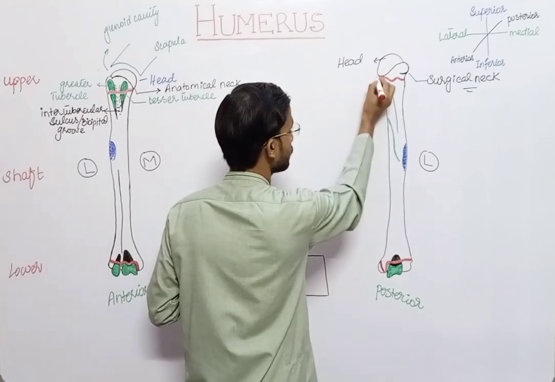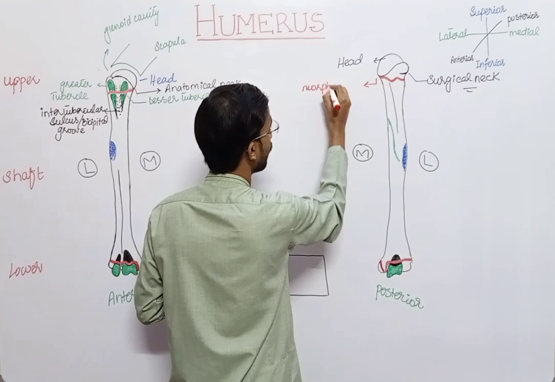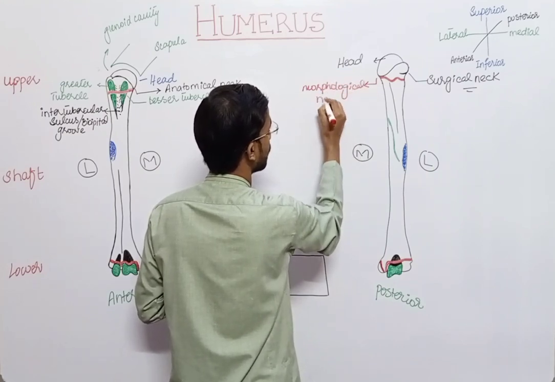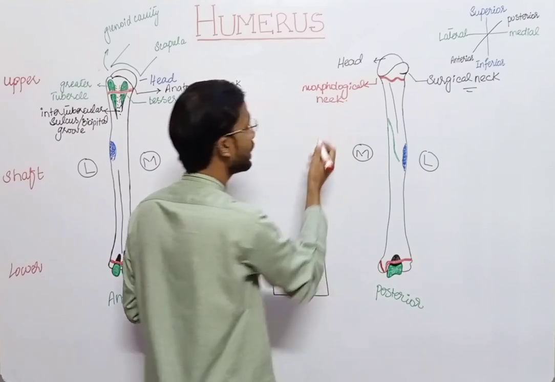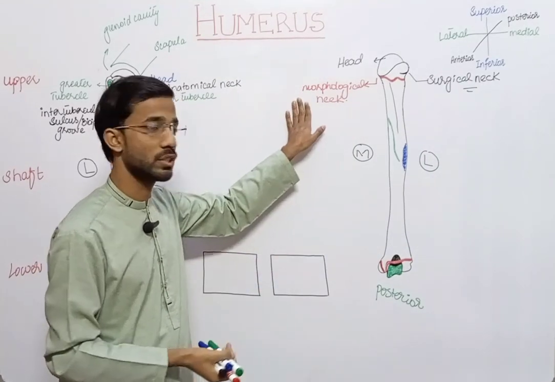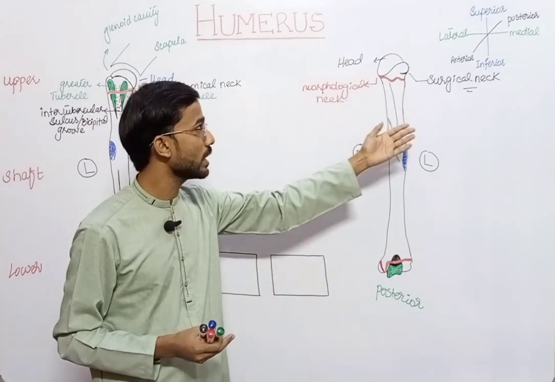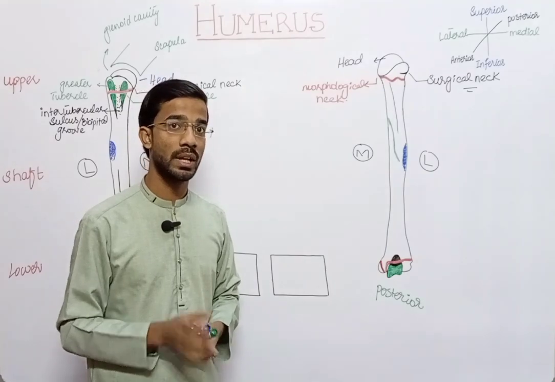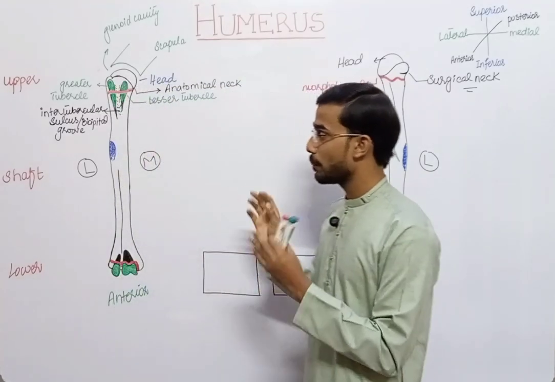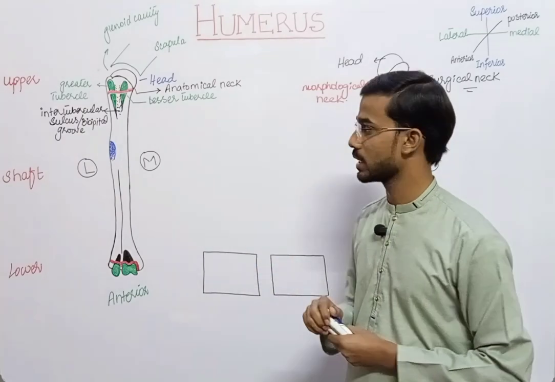Below the surgical neck, there is another neck which is called the morphological neck. This neck is basically the epiphyseal line. So three necks are present: anatomical neck, surgical neck, and morphological neck. These are the components which are present in the upper part of the humerus.